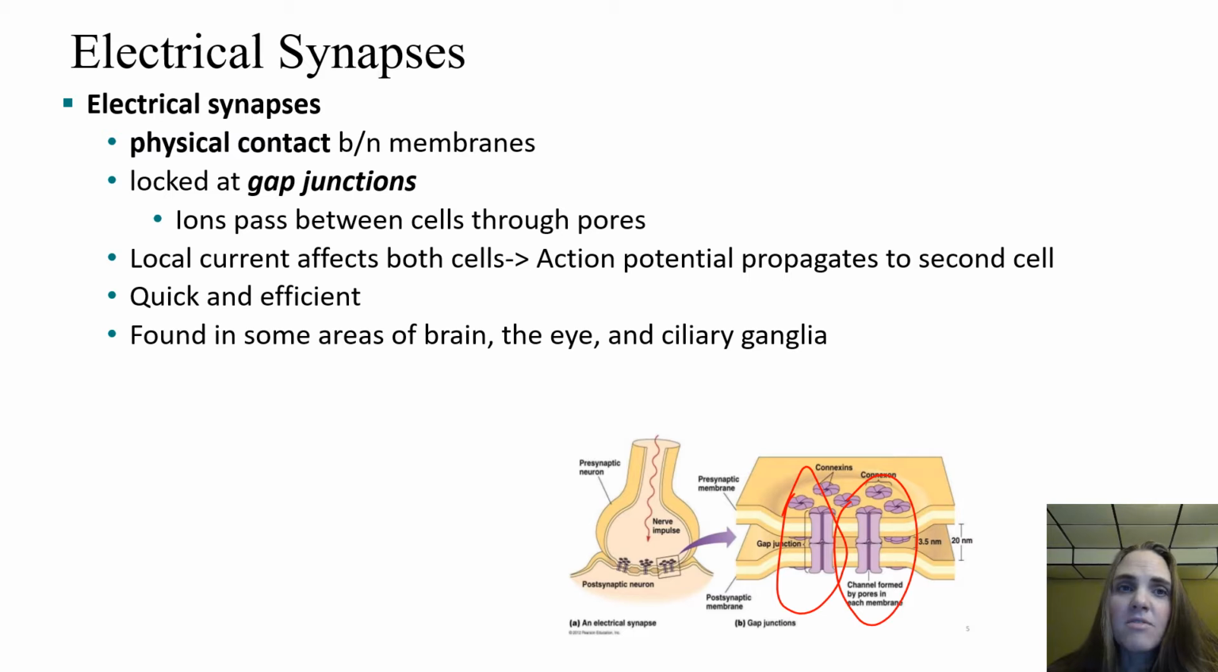And the places that we find these electrical synapses are some areas of the brain and the eye and the ciliary ganglia. Remember, ganglia are cell bodies, groups of cell bodies in the autonomic nervous system, and so ciliary ganglia are involved in the eye.